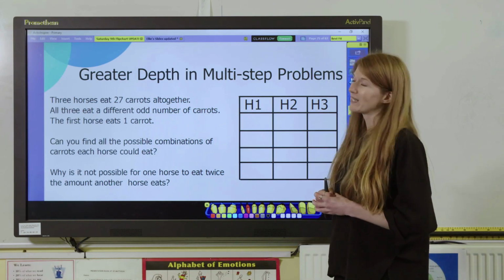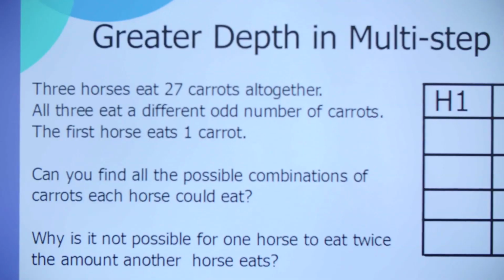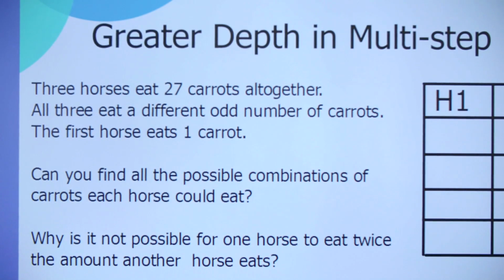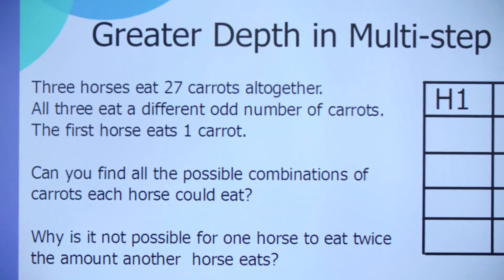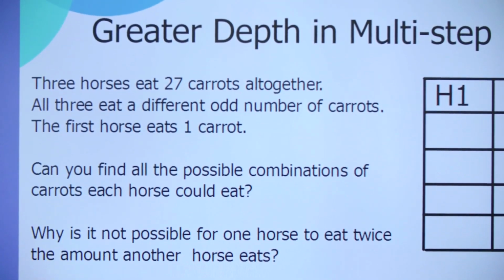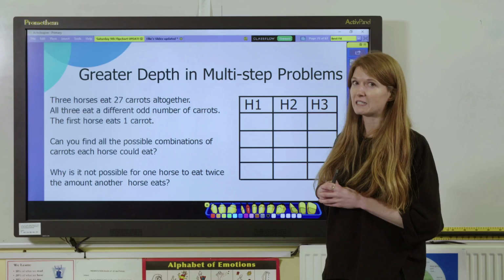3 horses ate 27 carrots altogether. All 3 ate a different odd number of carrots. The first horse eats 1 carrot. Can you find all the possible combinations of carrots each horse could eat?